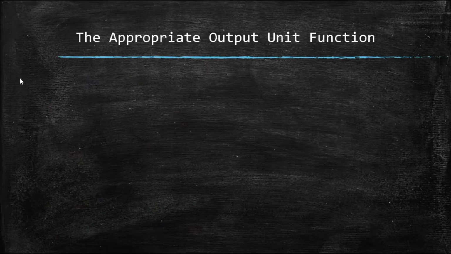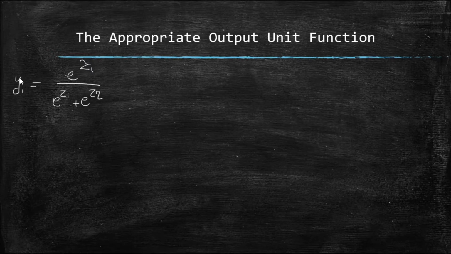So y sub 1 equals e to the power z of 1 divided by e to the power z1 plus e to the power z2 plus e to the power z3, right?